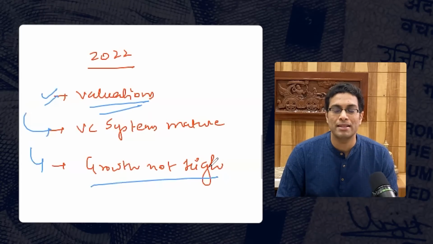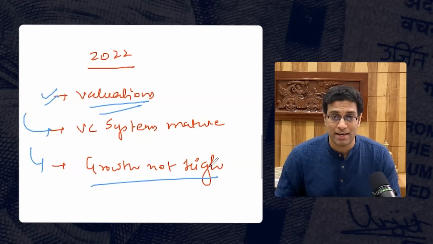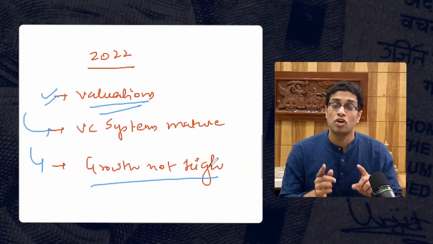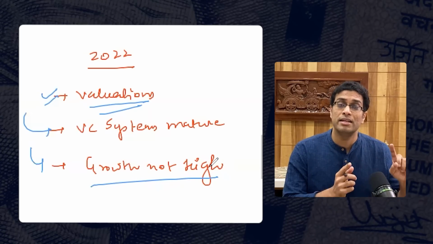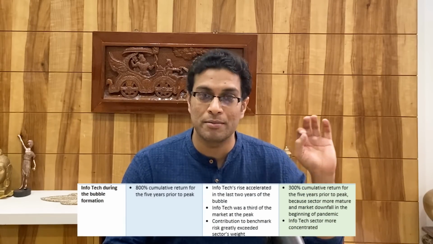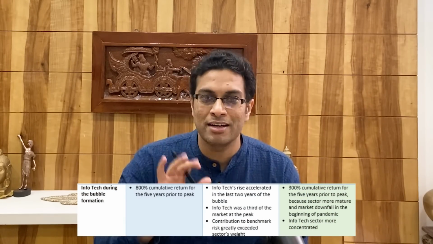Now comes the third key point: yes, the growth has been accelerated even in today's ecosystem, but not at the rate at which it existed in the year 2000. So remember that number: 800% growth in 2000 vis-a-vis 300% growth now.